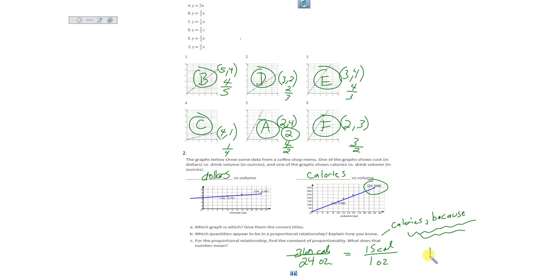It means 15 calories per ounce of, and I'll let you guys fill in the blank there. What are we drinking? What are they drinking here? Calories of Kool-Aid? No, they're not drinking Kool-Aid. What are they drinking? They're drinking coffee. So write coffee in that blank there, and you got it.